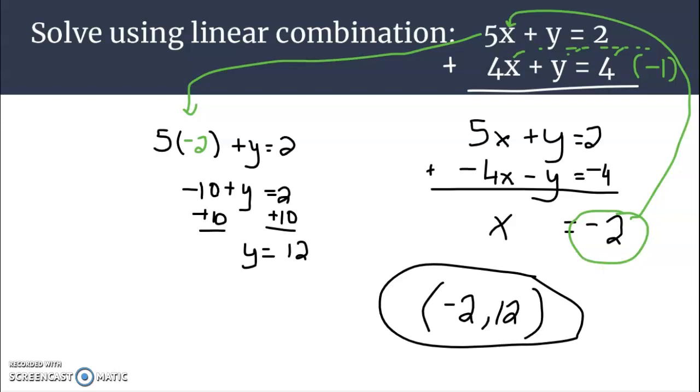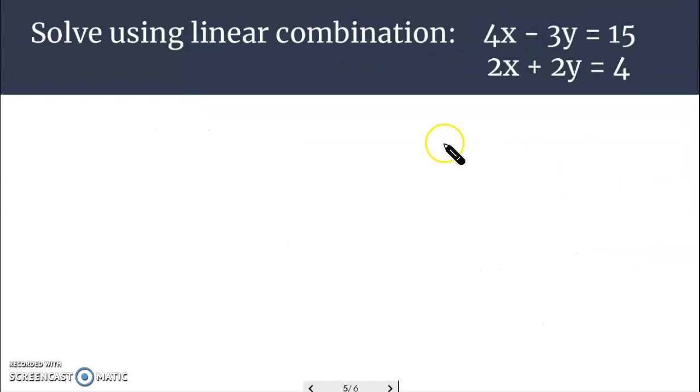All right, another example. We have a little bit more work to do. Notice the system, 4x minus 3y equals 15, 2x plus 2y equals 4. If we were to add these together, we get 6x and negative 1y and an equals 19. Nothing cancels out. Look at the y's for a minute.